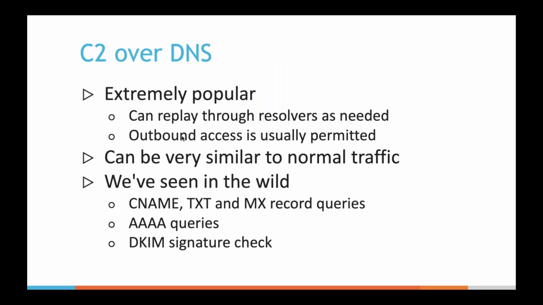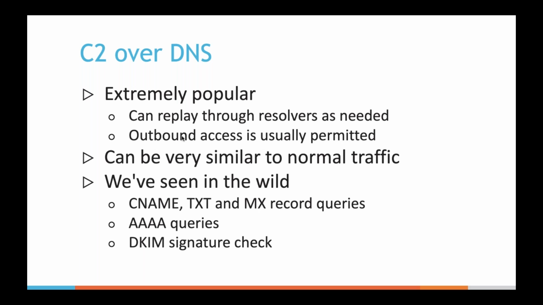And C2 over DNS. Alex brought this one up earlier. I've seen CNAMEs being used, text records being used, MX records being used. I've been seeing quad A queries being used, so it looks like a normal IPv6 lookup. But then when you start running down the IP addresses that are being looked up, they either haven't been allocated, or they're part of private space. It ended up being a C2 channel.